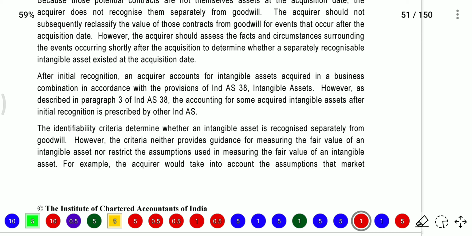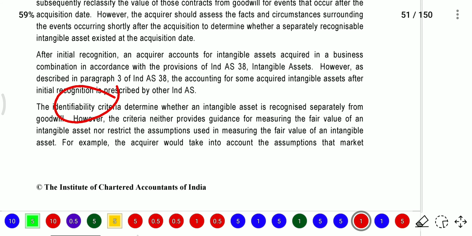However, Ind AS 38 provides guidance for accounting for some acquired intangible assets after initial recognition, prescribed by other standards, which we will consider. For the identifiable criteria, determine whether an intangible asset is recognized separately from goodwill. If you are recognizing it separately from goodwill, the criteria neither provide guidance for measuring the fair value of an intangible asset nor restrict the assumptions used in measuring fair value of intangible assets.